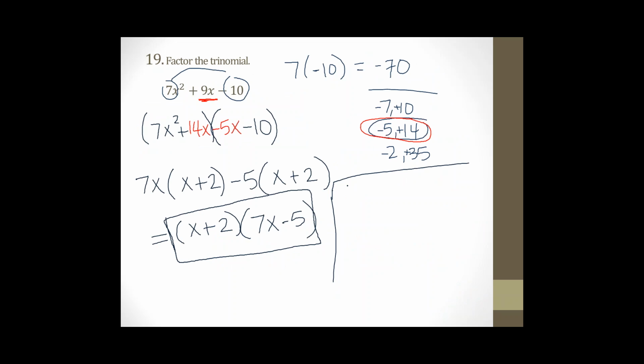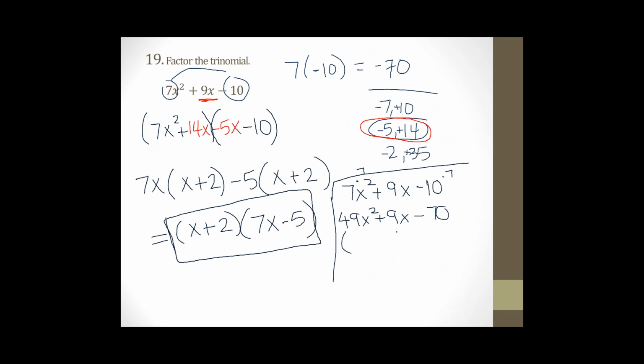I'm just going to copy it down real quick. 7x squared plus 9x minus 10. If you wish to use the Colombian method, the first step would be multiply the first number by itself and the last number by the first. Rewrite the problem. So we have 7 times 7, which is 49x squared, plus 9x, leave the middle term alone, and then 10 times 7 is negative 70.